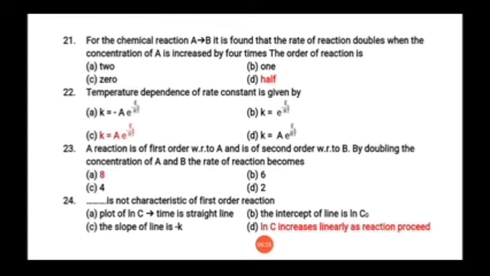Question number 21, that is for the chemical reaction, say A converts into B, it is found that the rate of reaction doubles when the concentration of A is increased by 4 times. So the order of reaction is, the options are 2, 1, 0 and half.